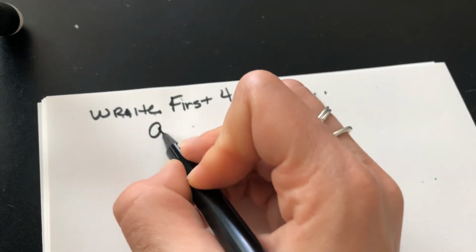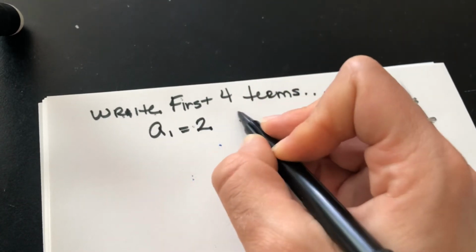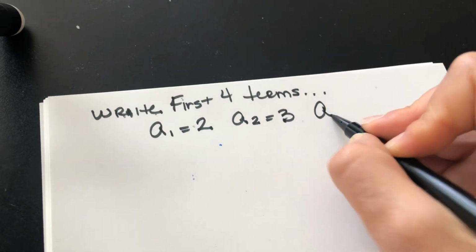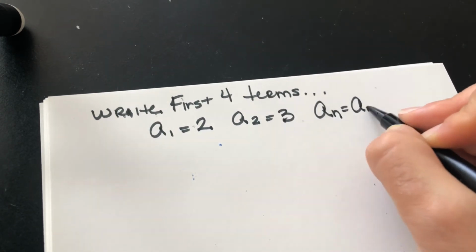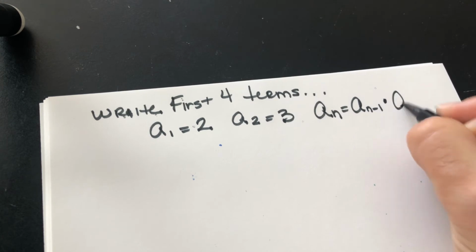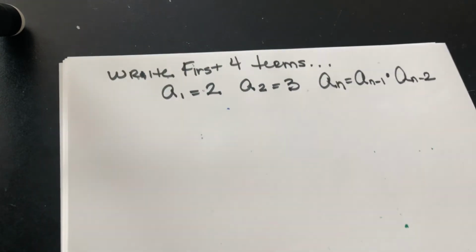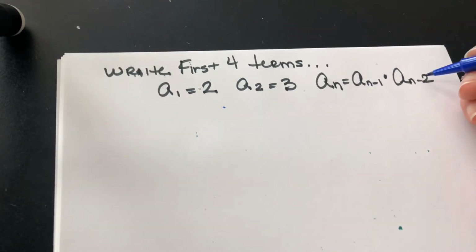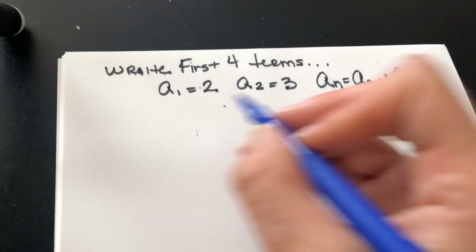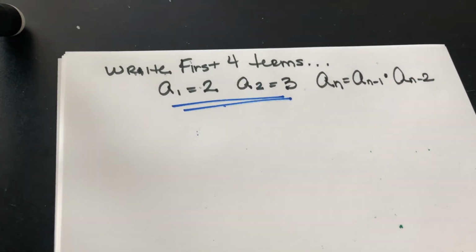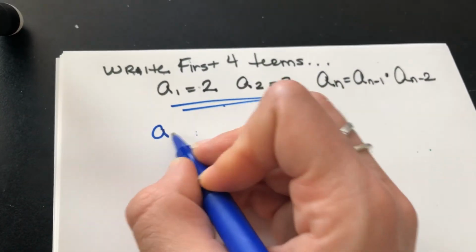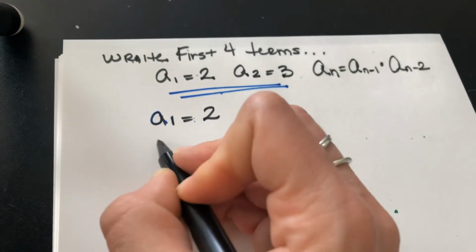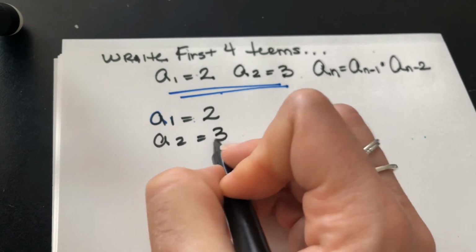Okay, so here you guys go. a 1 is 2, a 2 is 3, and here is your general rule. So now I'm asking you to multiply. Again, a n minus 1, 1 term prior, n minus 2 is 2 terms prior. This is needed. You need the initial condition. So let's start writing it. The first term is 2. The second term is 3.